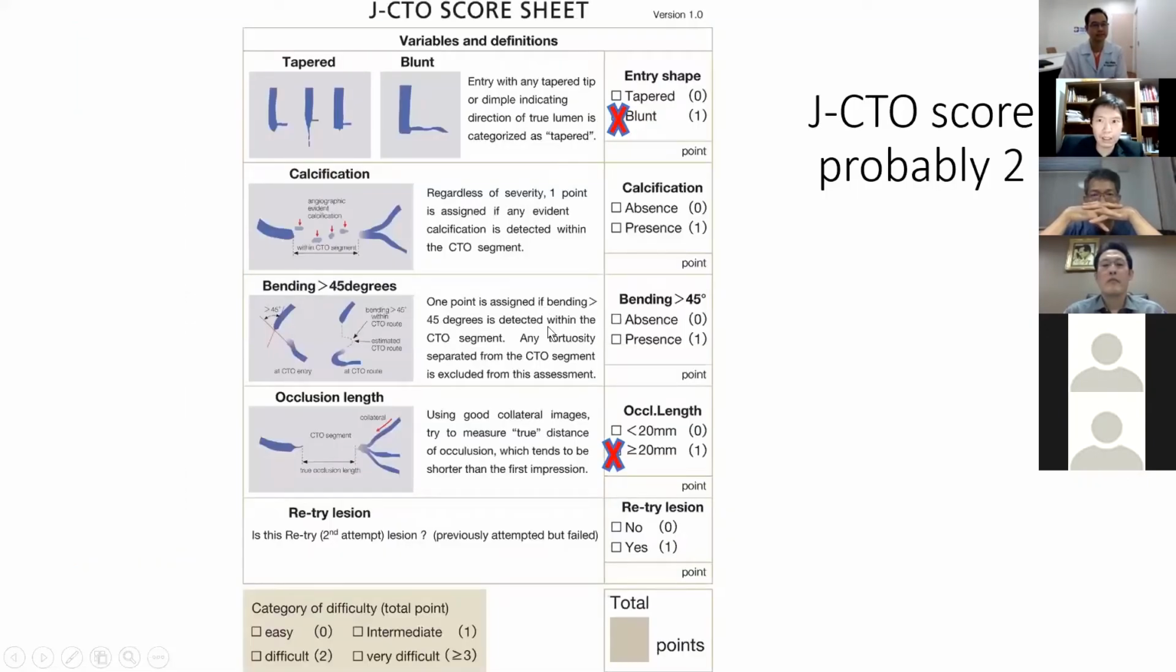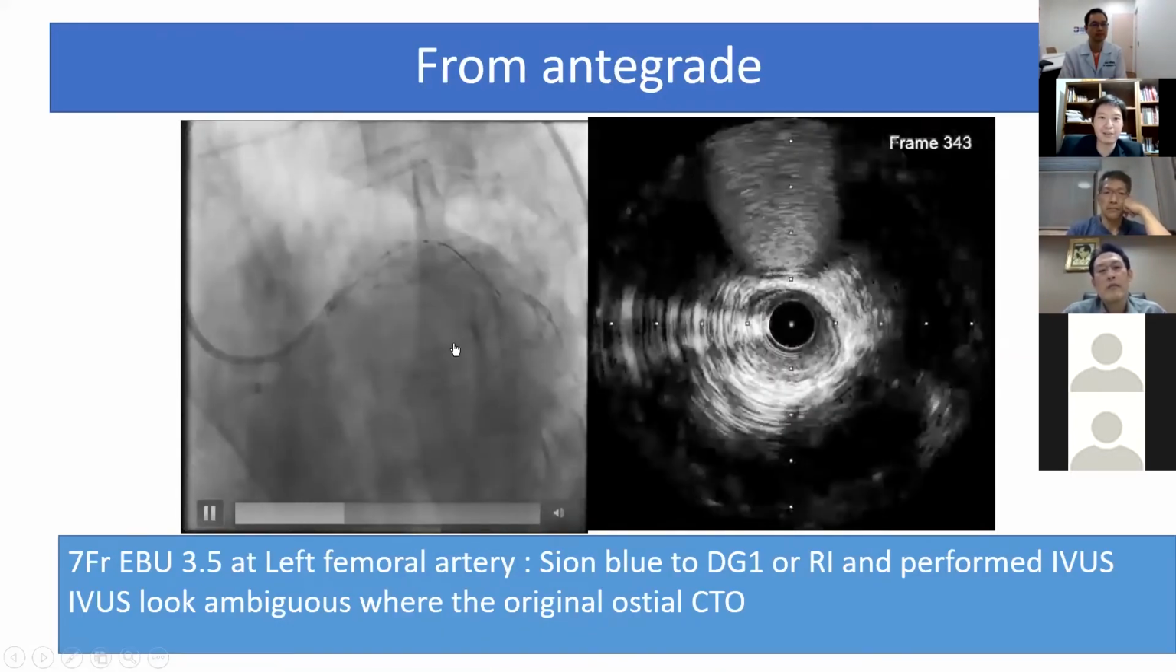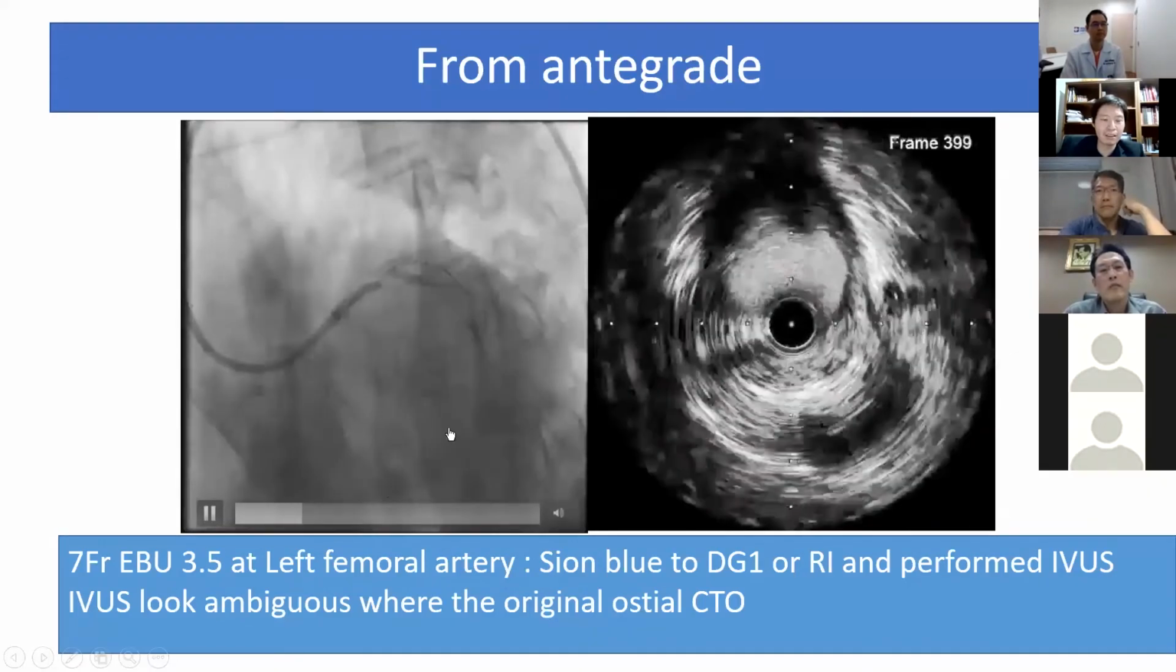But I think in this case the CTO score is probably 2, blunt entry shape, and occlusion range is quite long. And maybe I fail this time and increase the score to 3. And maybe I consult Dr. Nick and Dr. Kinoshita to perform the case for me again.